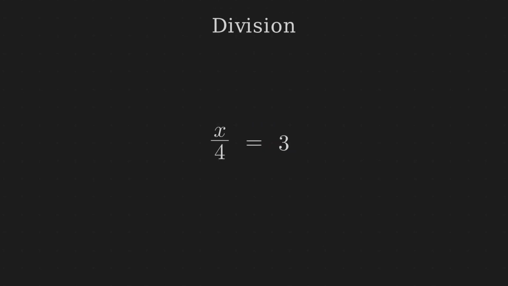Moving to division. Take the equation x divided by 4 is equal to 3. To remove the 4 from the left side, we multiply both sides by 4. On the left side, the 4 cancels out and we are left with x. On the right side, 3 times 4 gives us 12, so x is equal to 12.